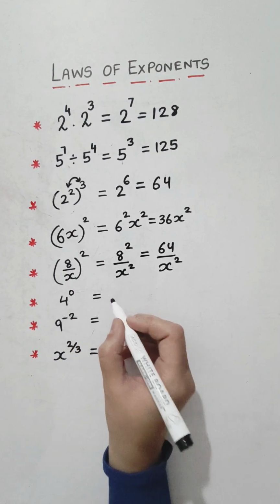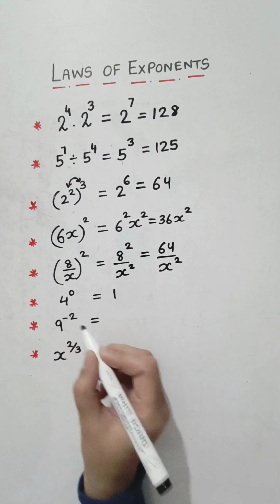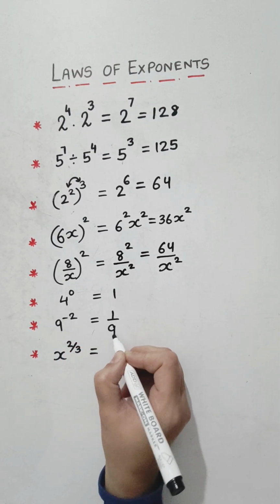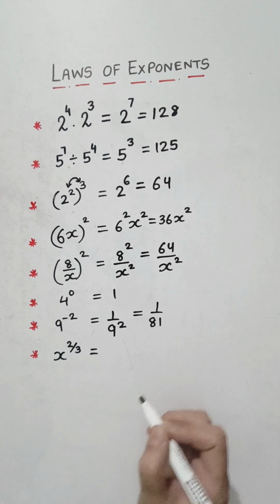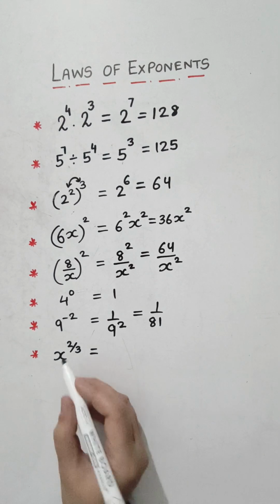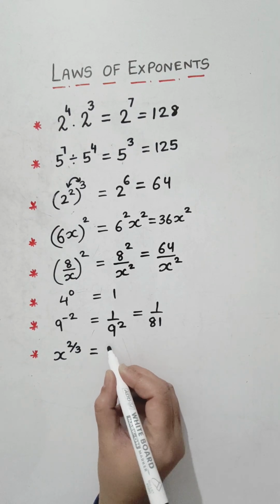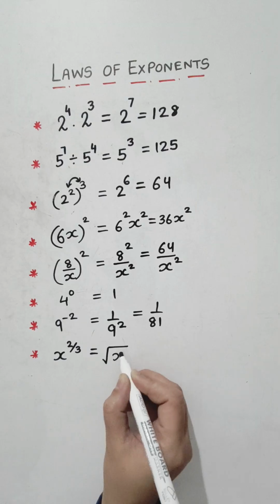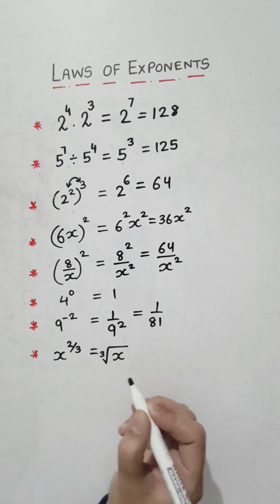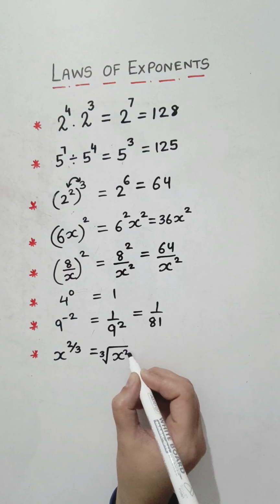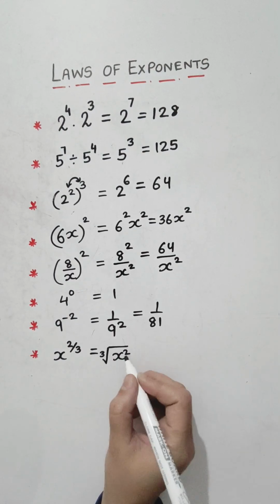Anything raised to the power 0 is always 1. Negative exponent is there. We want to make it positive. Just take the reciprocal. So you have 1 upon 81. Now fractional power, that means as I just told you, you have to decide which root you are going to take. Third root of x square. Here x square is inside the root and this is the third root of it.